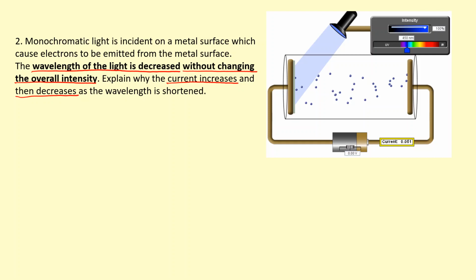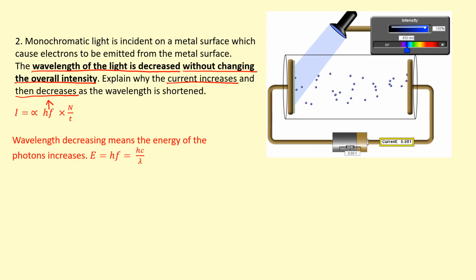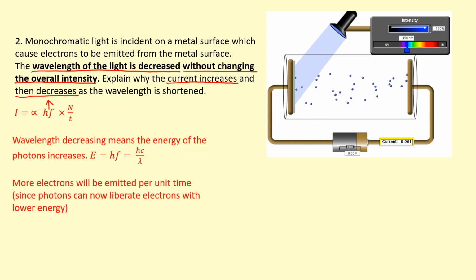Okay, so firstly, the key part here is that we're keeping intensity the same. So if we look at intensity, it depends on the energy of each photon and the number of photons per unit time. So if the wavelength is decreased, we're shortening the wavelength, we're increasing the frequency, the energy of each photon is going to go higher. So each photon has more energy. Now, if each photon has more energy, it can liberate more electrons from inside the metal. So even the electrons which have lower energy can now be freed. So that's going to increase the current.